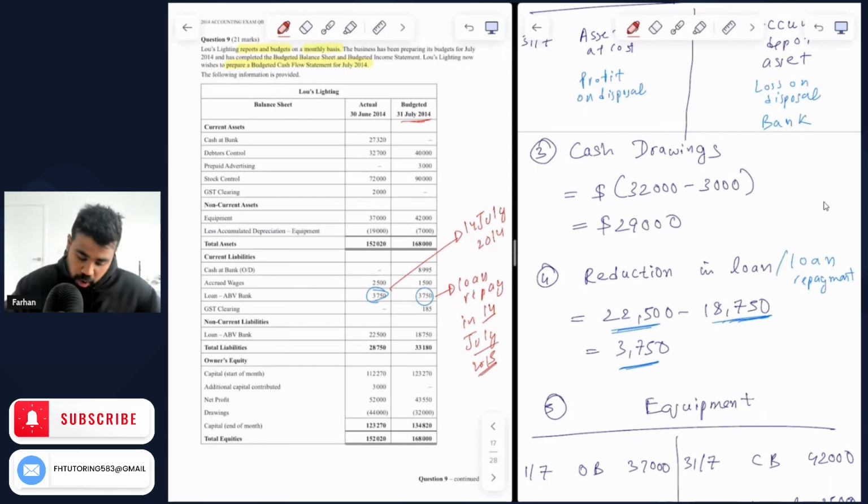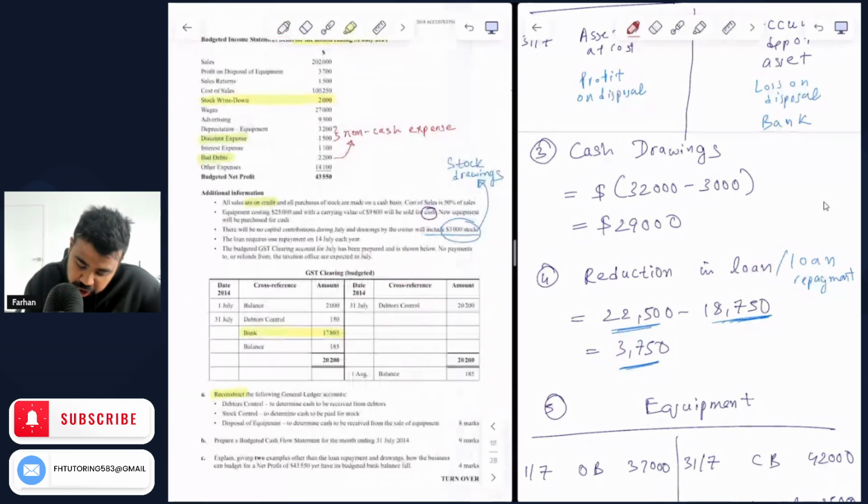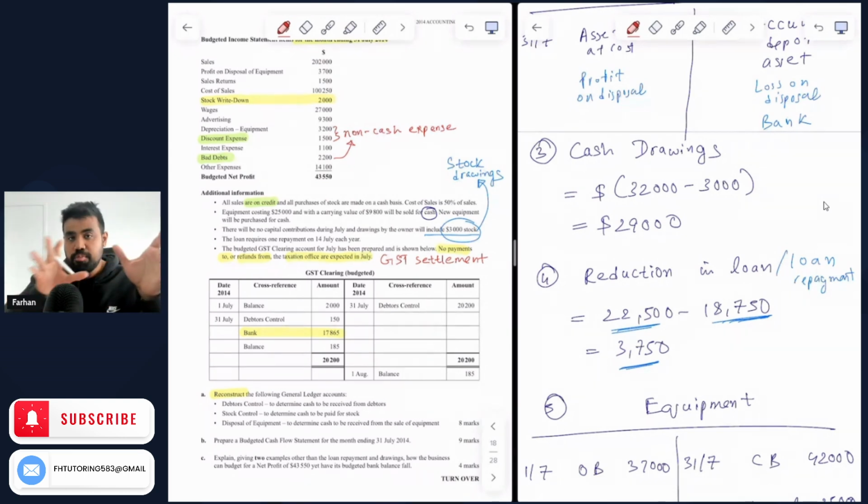Okay. What else do we have? We see that the budgeted GST clearing account for July has been prepared and shown below. No payments to or refunds from the taxation office are expected in July. So this is talking about the GST settlement, not the GST paid. GST settlement is basically done after you know how much you have paid in GST and how much you have collected in GST. But you still have to pay GST whenever you're purchasing something, and you still have to record the GST whenever you're collecting it in terms of cash from your customers. Okay.